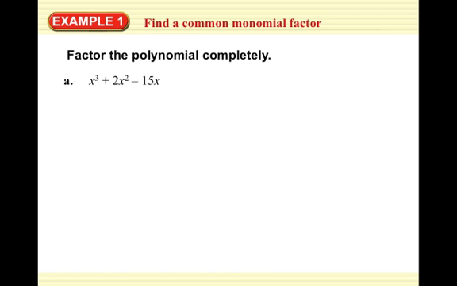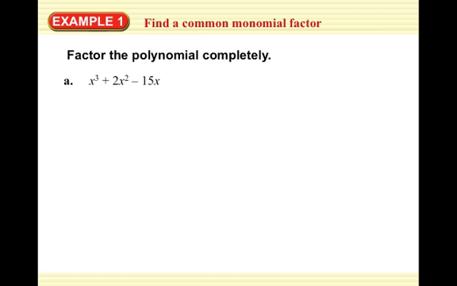Now when you factor, the very first thing you do always is look for a greatest common factor. In other words, like it says at the top here, you find a common monomial factor, and then once you've done that, you look to see if you can factor any further. Okay, so we're going to factor the polynomial completely. So first thing we do is look for a greatest common factor.